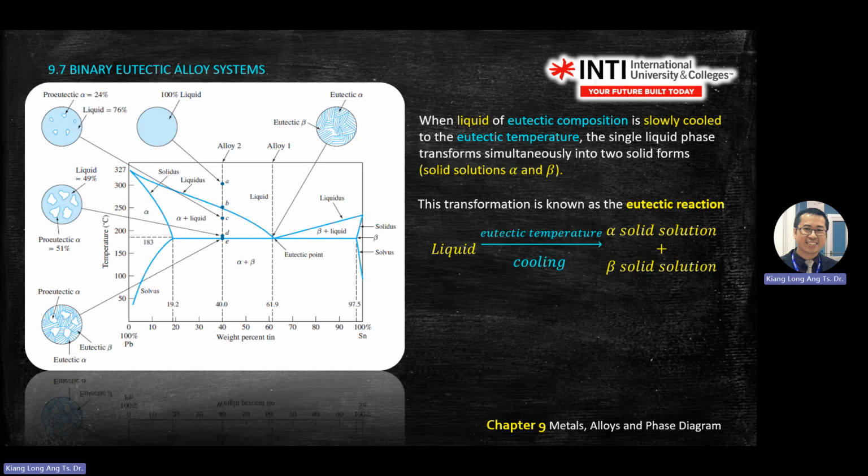So you refer to the graph. If this one, the graph is 183, you write 183 here. Or you want to write eutectic temperature also can. Equal to output. What is the output? Alpha and beta is what you see in the eutectic reaction. So important, this one is a general equation to get eutectic reaction. We have about 7 to 8 kind of reaction. This is the first one, called eutectic reaction.